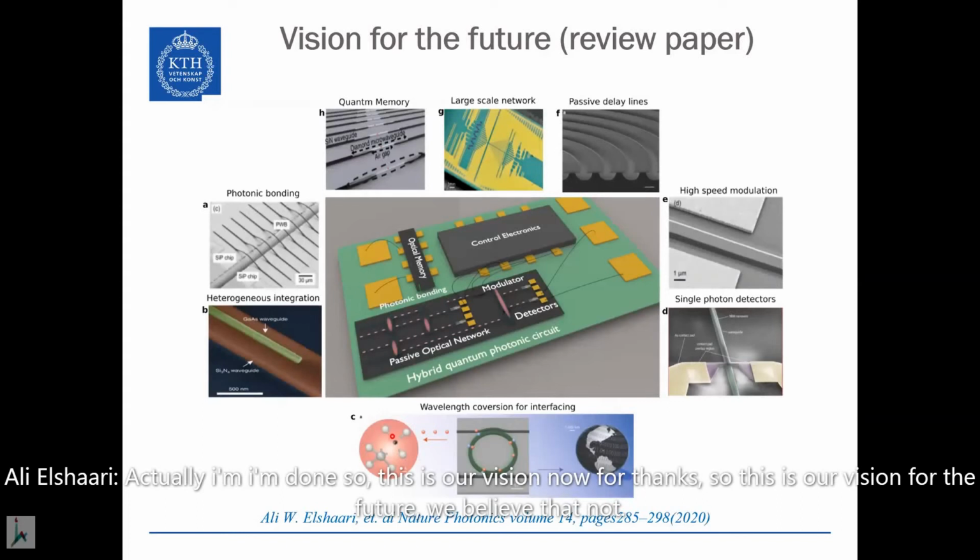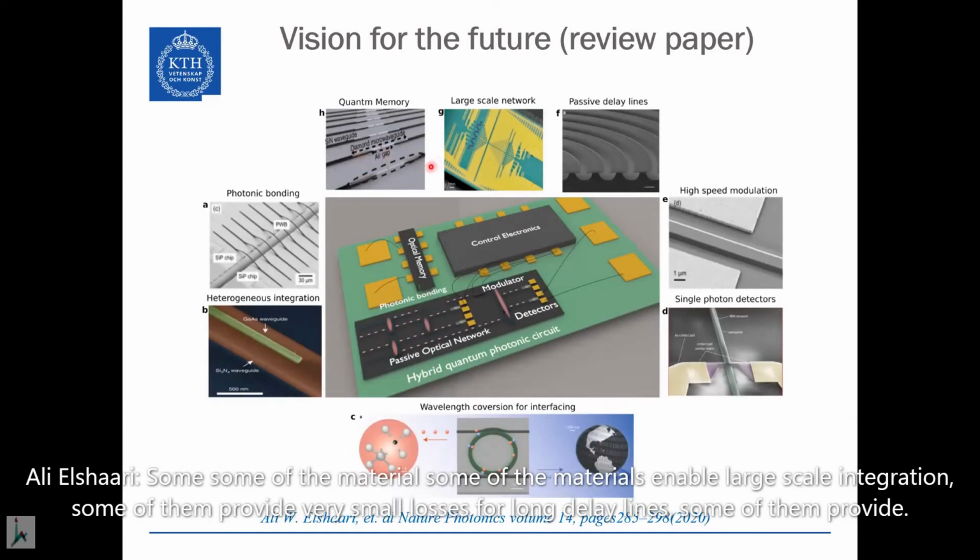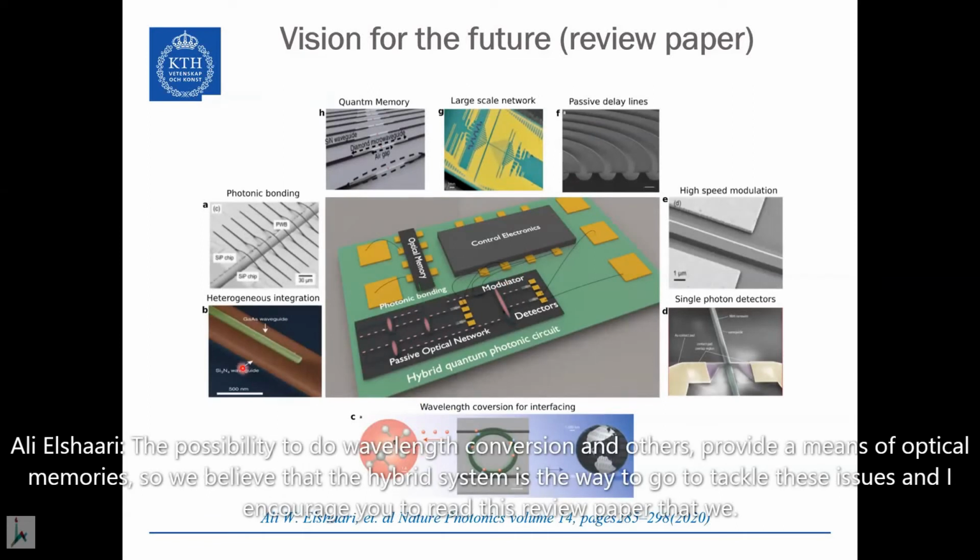So this is our vision for the future. We believe that not a single system can achieve all of the tasks that we need in future quantum photonic systems. In principle, some of the materials enable large scale integration. Some of them provide very small losses for long delay lines. Some of them provide the possibility to do wavelength conversion, and others provide means of optical memories. So we believe that a hybrid system is the way to go to tackle these issues.